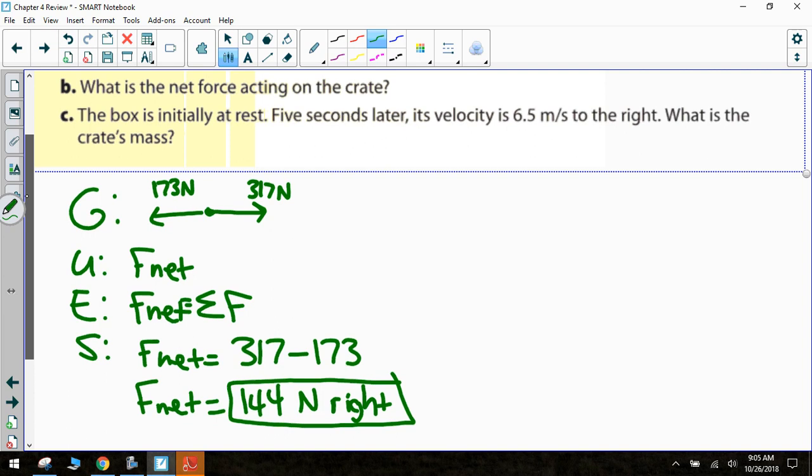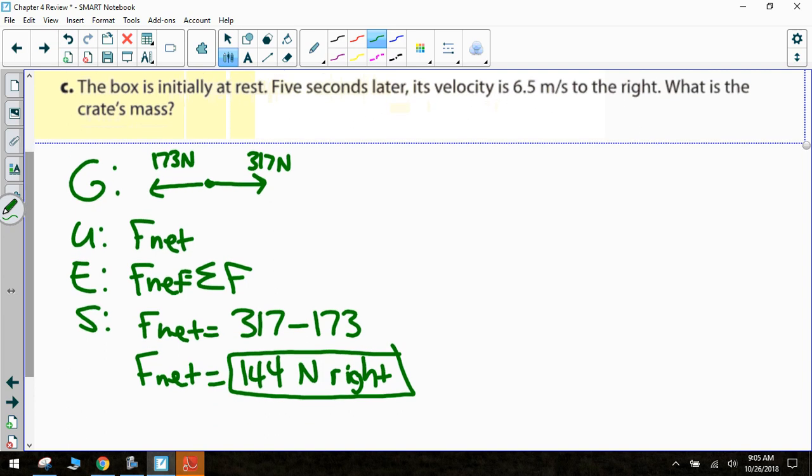All right. Letter C. It says that the box is initially at rest. So what is that telling me? If it says it's at rest, what does that mean? No, it's not saying anything about acceleration. It means it's not moving, which is telling me what? What's 0? The acceleration ain't 0? Velocity. So when it says that it's initially at rest, that's telling me that the initial velocity is equal to 0. It says 5 seconds later.